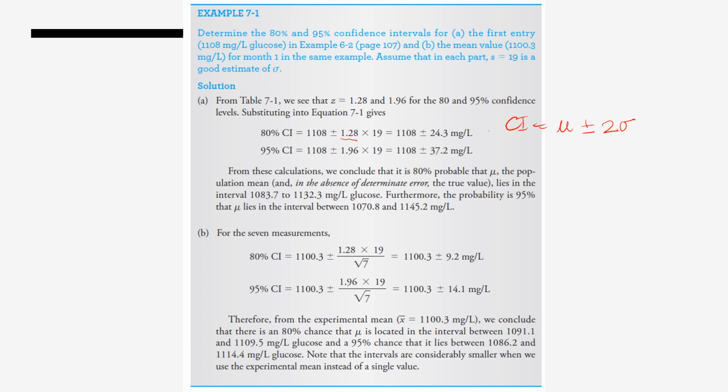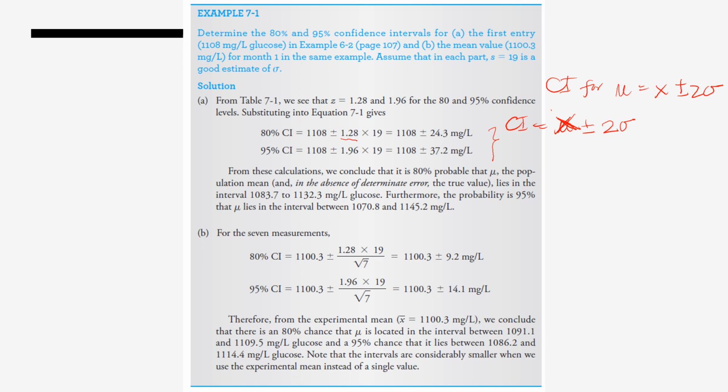Now, this one applies if you only have a single measurement. This one is the CI for your population. So, the measurement, positive, negative, Z times your population, or your S, which is a good estimate of the population mean or your mean.